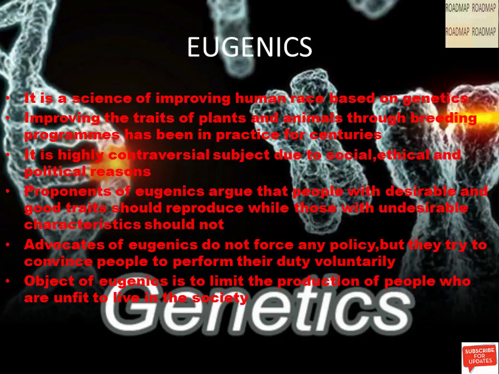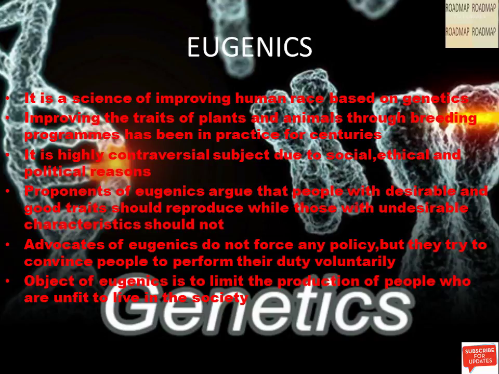Coming to eugenics. Now, eugenics is a science of improving the human race based on genetics, improving the traits of plants and animals through breeding programs, which has been in practice for centuries. Now, it is a highly controversial subject due to social, ethical, and political reasons.